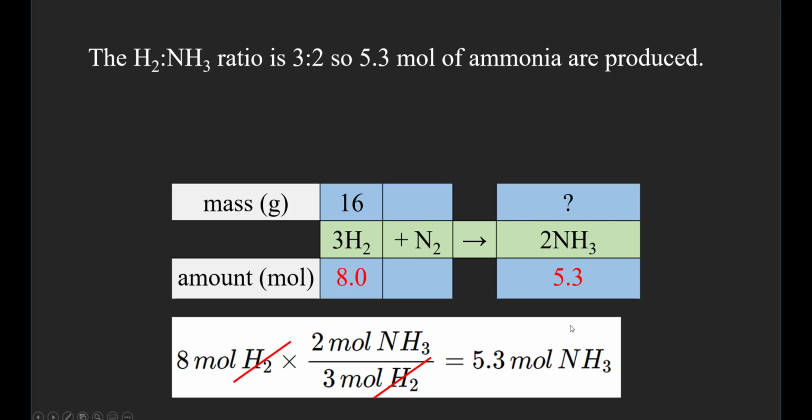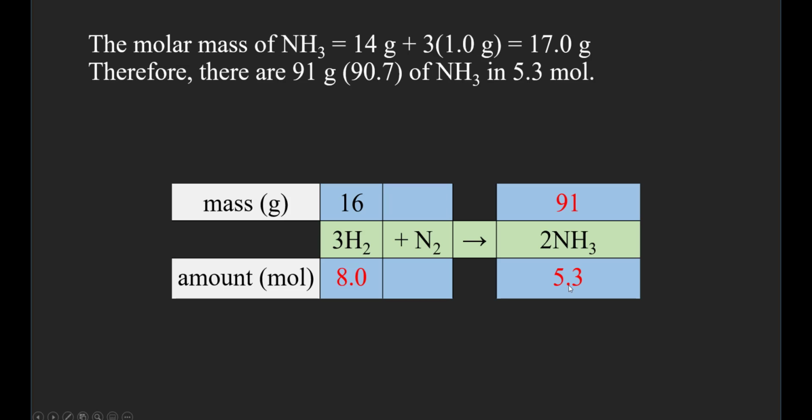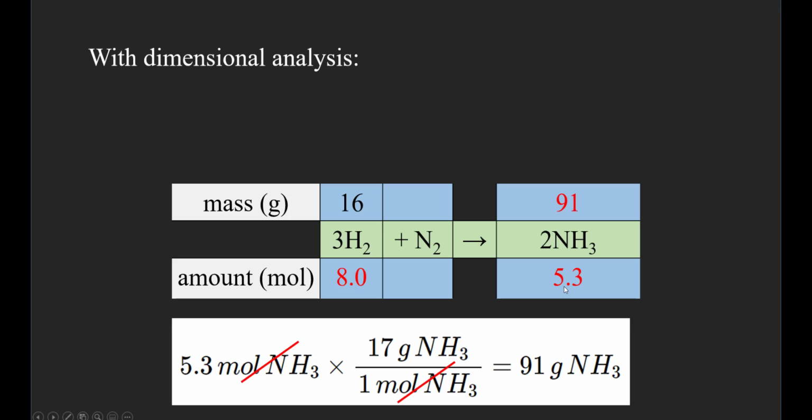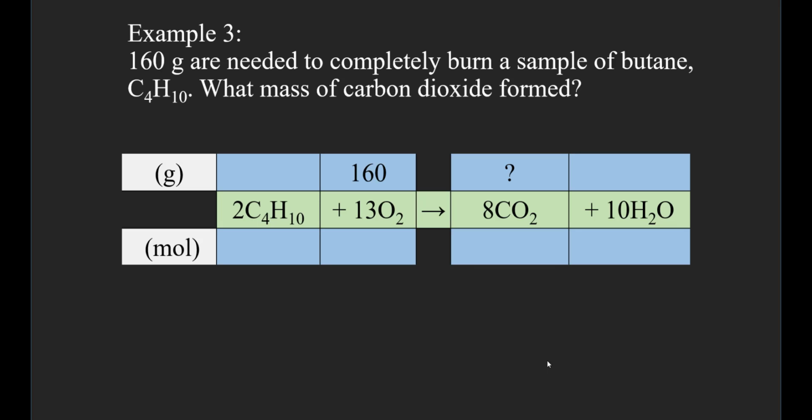What is the mass of those 5.3 moles? Well, we'll just multiply by the molar mass of ammonia. What is the molar mass? 14 plus 3 is 17 grams per mole. So we multiply the 5.3 times 17 to get our final answer of 91 grams. Okay, I hope that felt pretty good. You notice they follow exactly the same pattern every time.